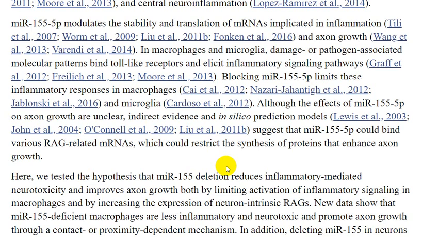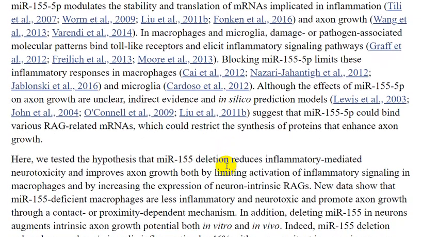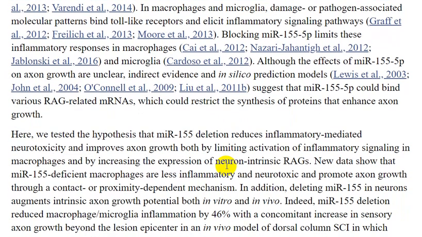Although the effect of miR-155 on axon growth is unclear, indirect evidence from in silico prediction models suggests that miR-155 could target regeneration-associated genes, and we could restrict the synthesis of proteins that extend axon growth.